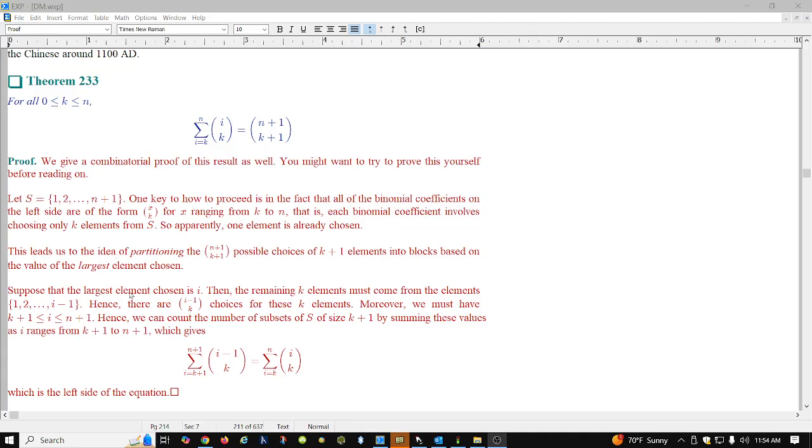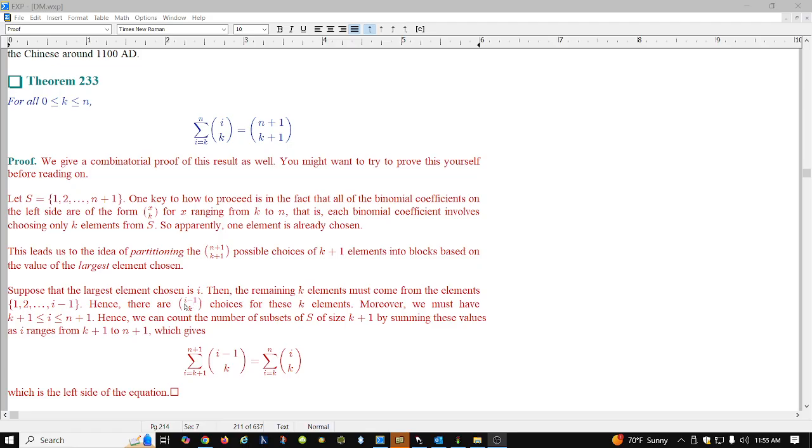So suppose that the largest element chosen is i. The remaining k elements, because we're choosing a total of k plus 1, have to come from the set 1 through i minus 1, because i is the largest one we've chosen. So there are i minus 1 choose k choices for these k elements. Now, if you look back up here and you look again at i choose k, you might get depressed. Not to worry, we're not done analyzing the problem. Our hope is that we're going to be able to bump this up by 1.